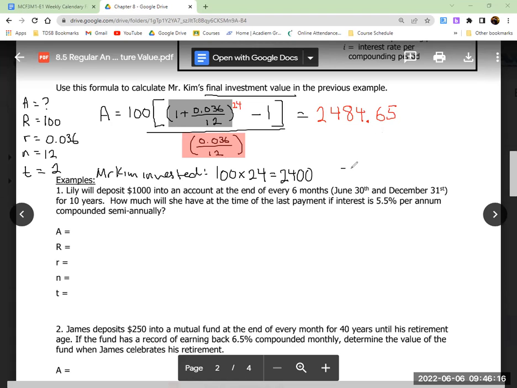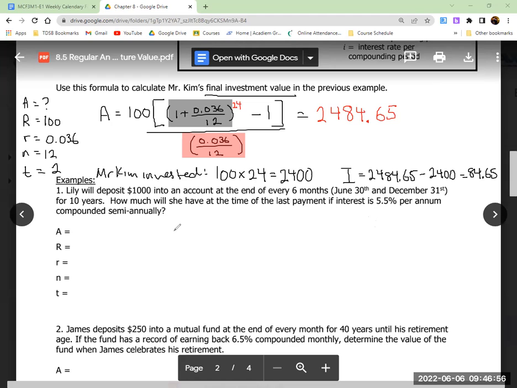2484. So my actual interest would be 2484.65 minus 2400. The interest that I earned over 2 years is $84.65, which doesn't seem like a lot. It's true, but you only invested for 2 years and you were investing $100 at a time. So it's not easy to grow money in this way, but the longer you take, the longer your first snowball gets to snowball. Let's take a look at some other more interesting examples, okay?